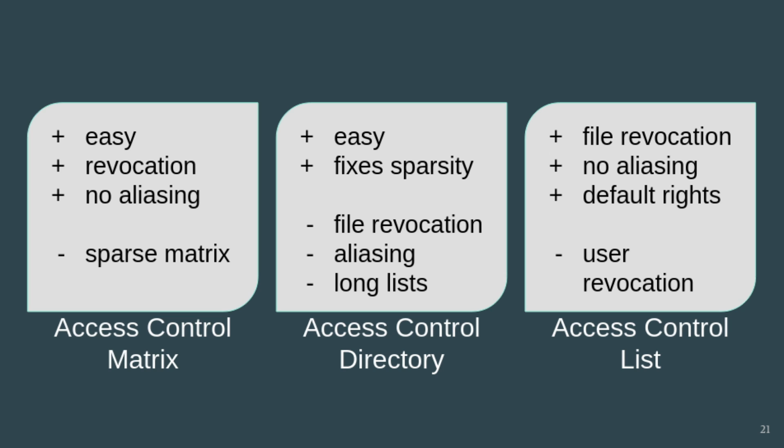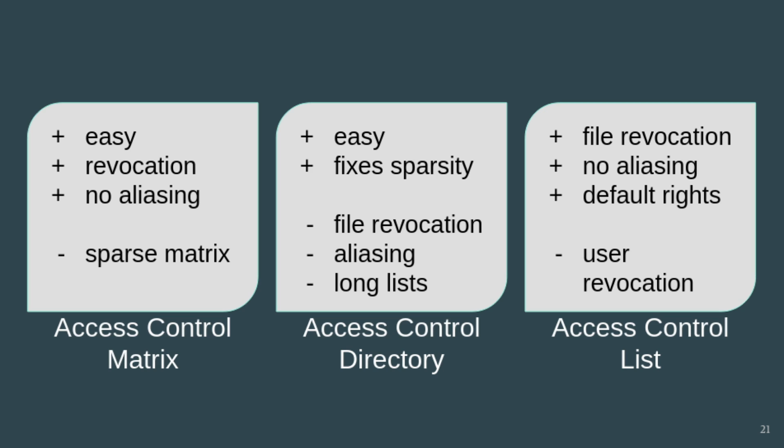We'll end with a recap of the benefits and drawbacks of each scheme. The access control matrix is easy to implement and understand. Revocation of both a file's users and a user's rights is easy, and there's no issue of aliasing to worry about. However, it's an inefficient way to store access rights. An access control directory is also easy to understand, and it fixes the sparse matrix problem. However, it makes revoking all access to a file difficult.